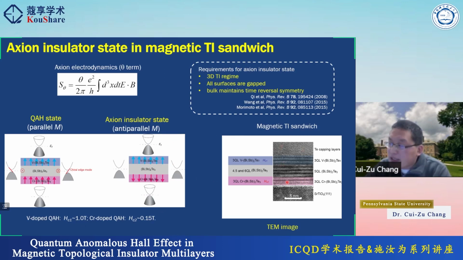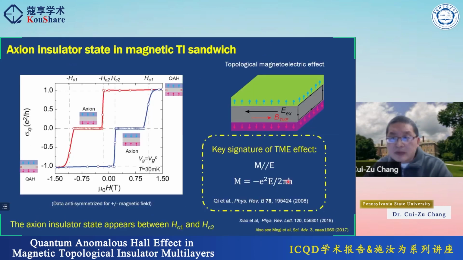This is the sample we fabricated in my lab. We were using 3 quintuple layers in the middle, and in 2018 we were using 4 to 6. But now we can use thinner layers, and in the middle we can use 100 nanometers of undoped TI. It is definitely in the 3D regime, and we could still realize the perfect axion insulator state. From the TEM, we can see the very highly ordered magnetic TI sandwich structure here. Let's take a look at the transport result.